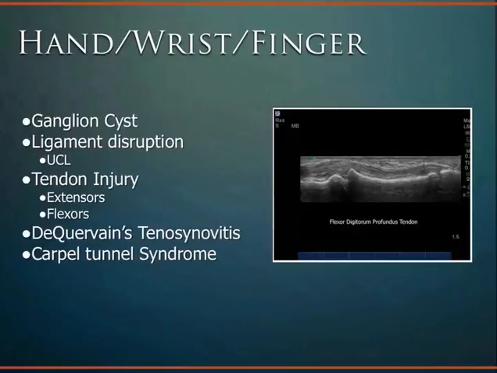Tendon injuries, whether it's your extensor or flexor tendons. De Quervain's tenosynovitis, a very, very common complaint in the clinic. Again, can be very easily visualized. I'll show some images of that. And then carpal tunnel is an area that ultrasound is being used for a lot, not only for imaging, but ultrasound guidance for injections of the carpal tunnel.